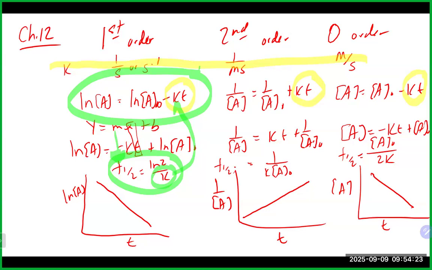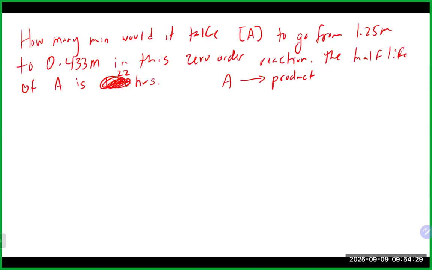Questions on any of that we talked about last time? All right, so I think we did that last example. Why don't we try this one here? How many minutes would it take for the concentration of A to go from 1.25 molar to 0.433 molar if it is zero order and has a half-life of about 22 hours, I guess is what I scribbled on there. So see what you come up with on that.